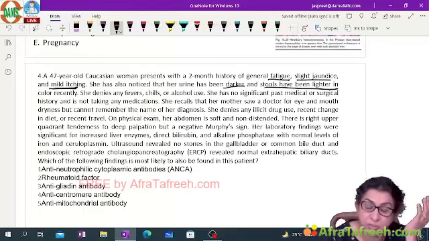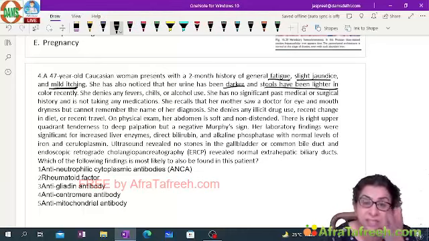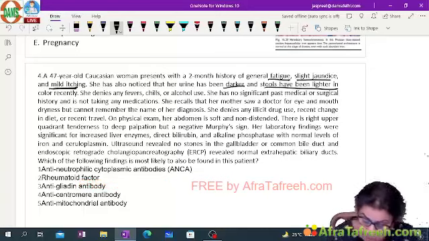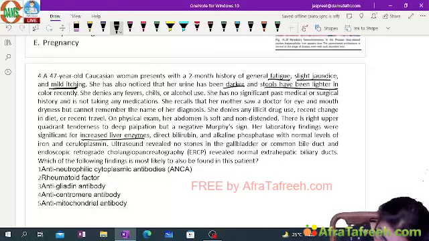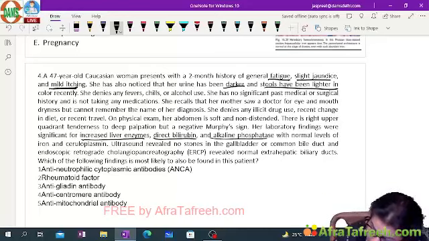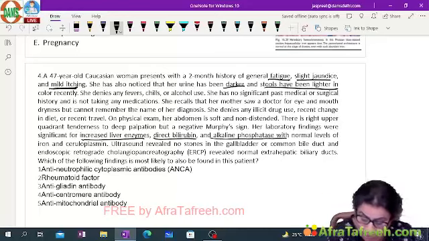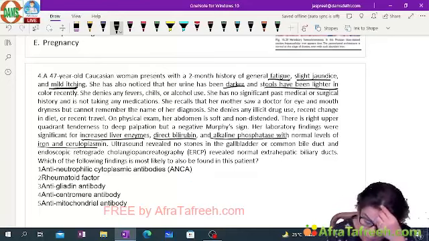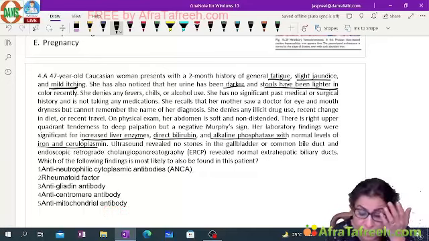Murphy's sign is positive in cholecystitis, that is inflammation of the gallbladder. So we'll see what Murphy's sign is. Her laboratory findings were significant for increased liver enzymes. Direct bilirubin is increased and alkaline phosphatase is increased, with normal levels of iron and ceruloplasmin. So all of you are right.